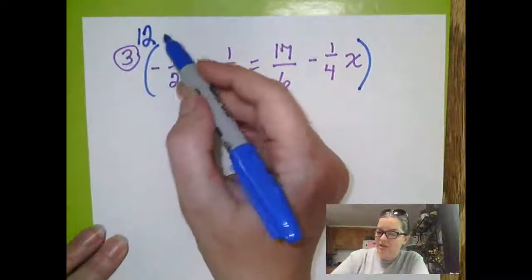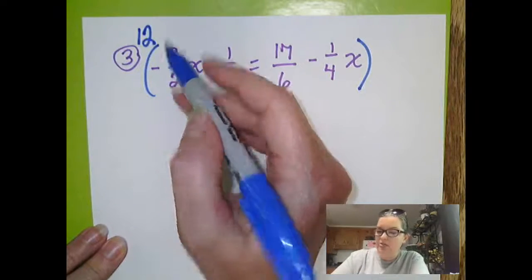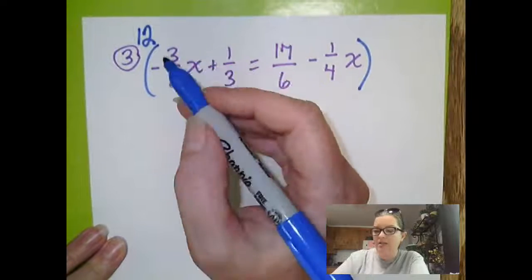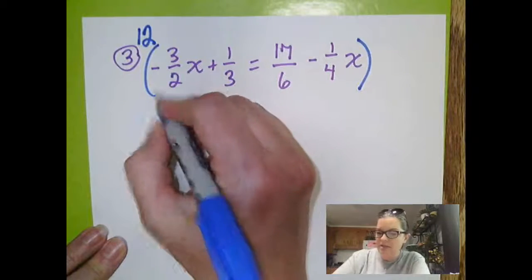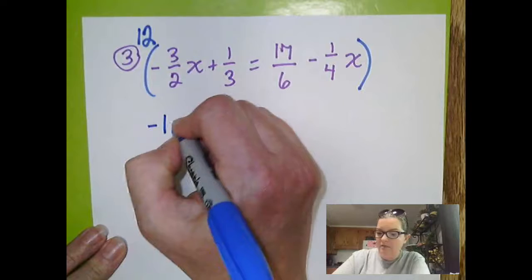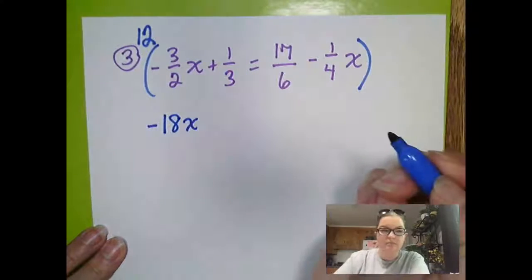All right, let's get this started. Switch the 2 and the 3. 12 divided by 2 is 6. 6 times 3 is 18. That's a negative, so I'm going to leave that as a negative.